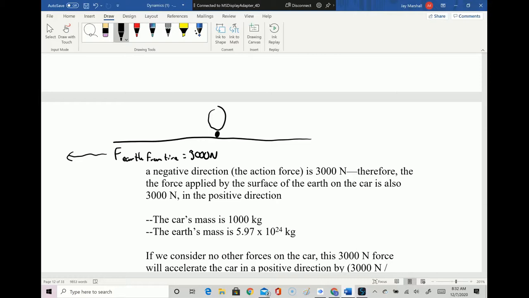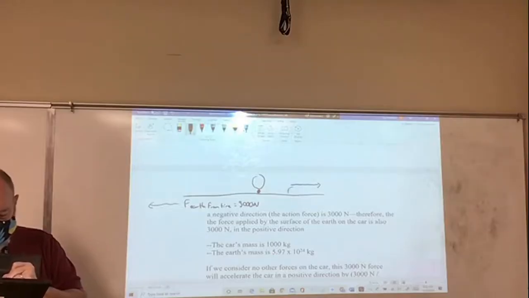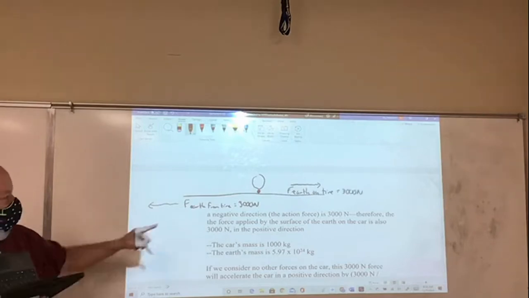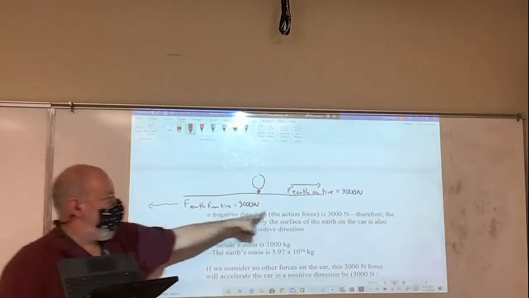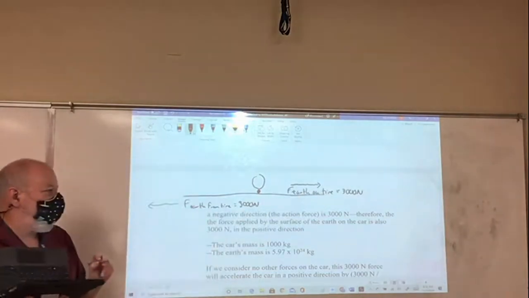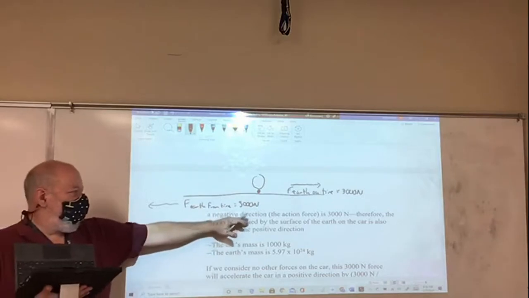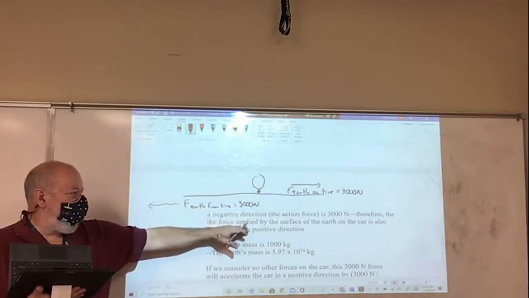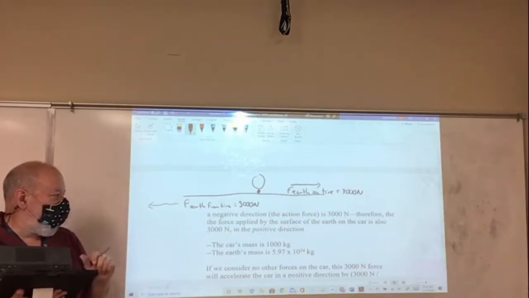Okay, there will also be a force, and let me make it the same length here, force of earth on the tire of 3,000 newtons. It doesn't really matter what this force is, the backwards force. The forward force on the car is going to also be the same. So, negative direction is 3,000 newtons. Therefore, the force applied by the surface of the earth on the car is also 3,000 newtons.